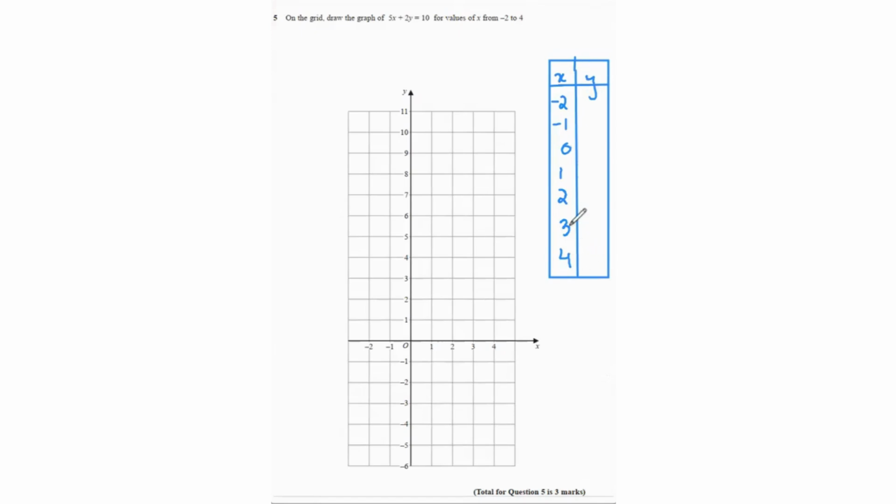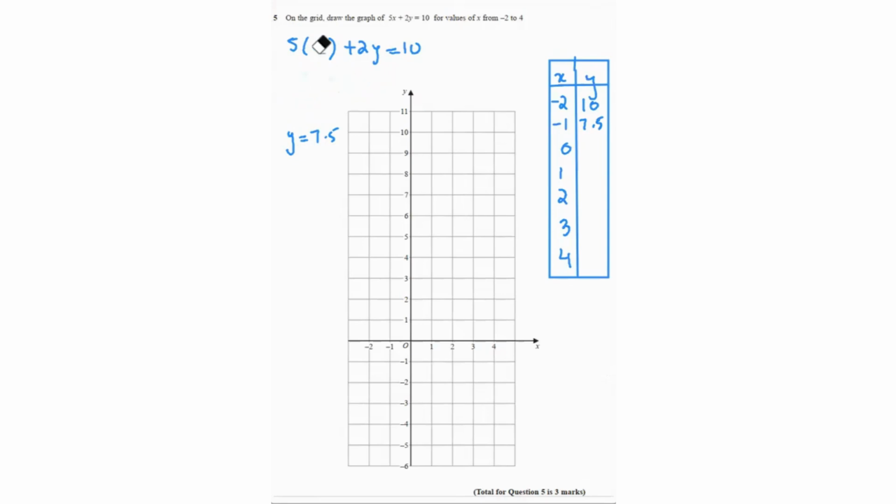So you substitute these x values into the equation to find the corresponding y values. So 5 times negative 2 plus 2y equals 10. That's going to be negative 10 plus 2y equals 10, 2y equals 20 and y equals 10. So when x is negative 2, y is 10. Now we're going to repeat the same steps for all of these x values. So now when x is negative 1, it's negative 5 plus 2y equals 10, 2y equals 15, and y is 7.5.